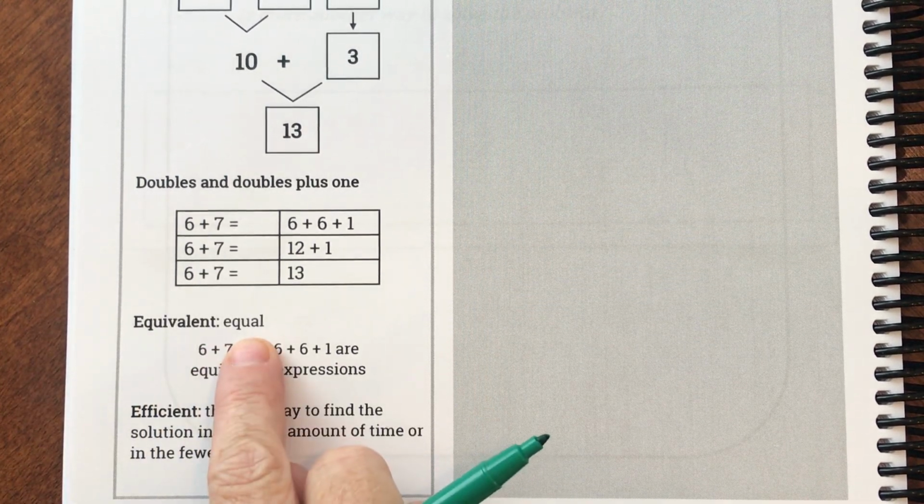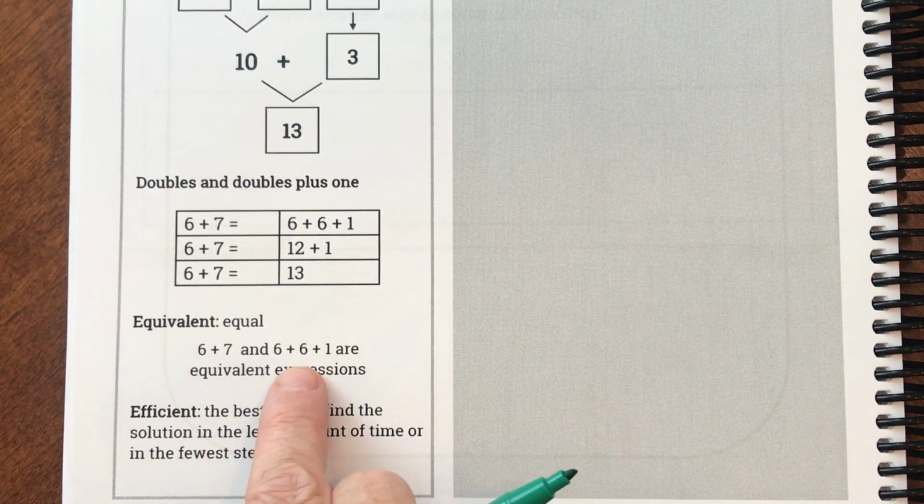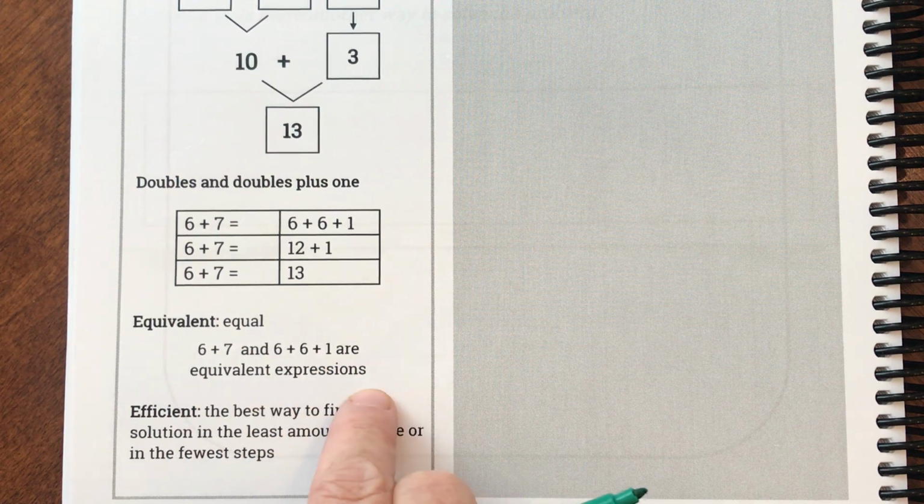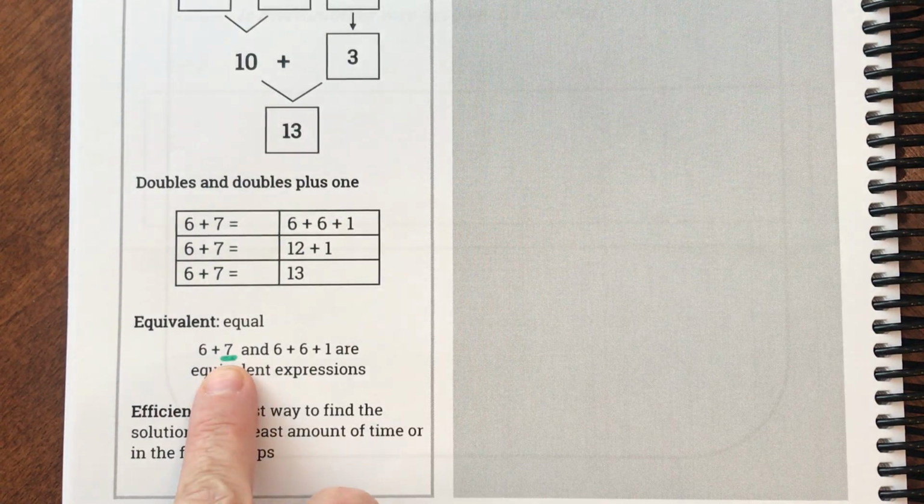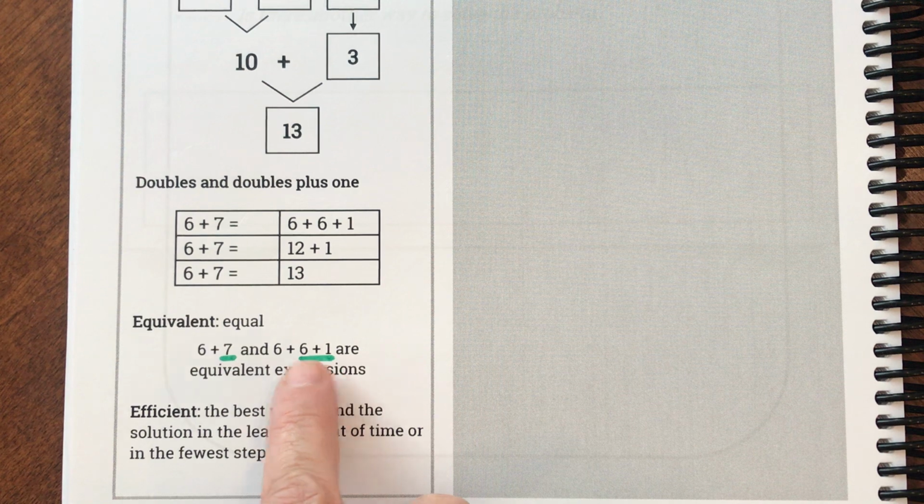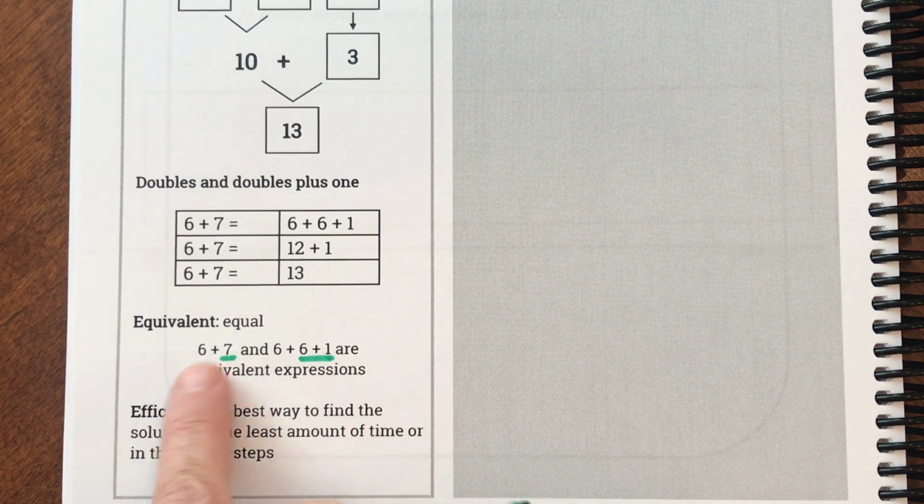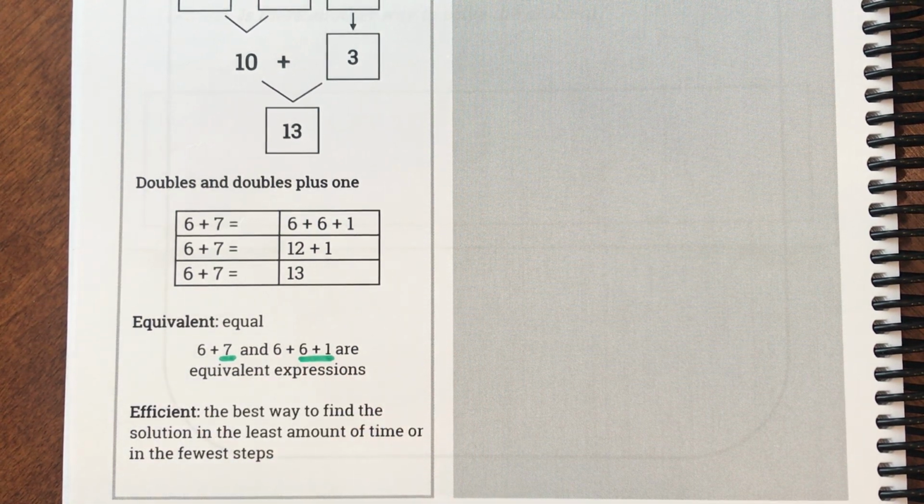Equivalent means equal. So 6 plus 7 and 6 plus 6 plus 1 are equivalent expressions because all they did is here there's a 7, and here what they did to the 7 is they decomposed it into 6 plus 1. So our 6's are the same, and then they took the 7 and 6 plus 1 are equivalent. They're worth the same. So that's what we call something that's equivalent, is when it's equal but looks different. It has the same value.